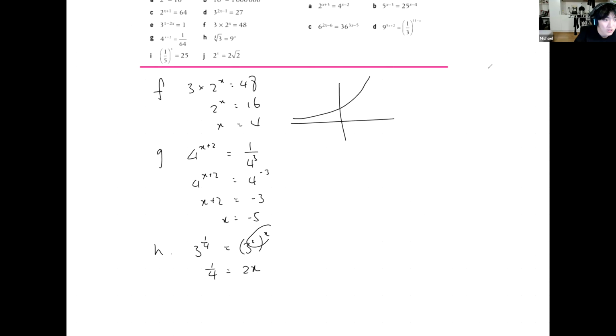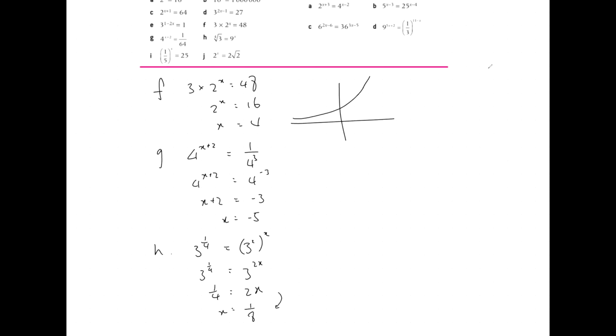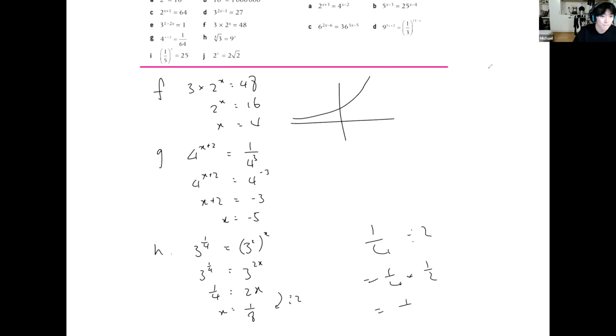This becomes, okay, I probably shouldn't skip the step, but this is 3 to the 1/4 equals 3 to the 2x, right? And then you have 1/4 equal to 2x. x equals 1/8, right? So from here to here is just divide both sides by 2, okay? When you have 1/4 divided by 2, this is 1/4 times a half, 1 over 8, right?